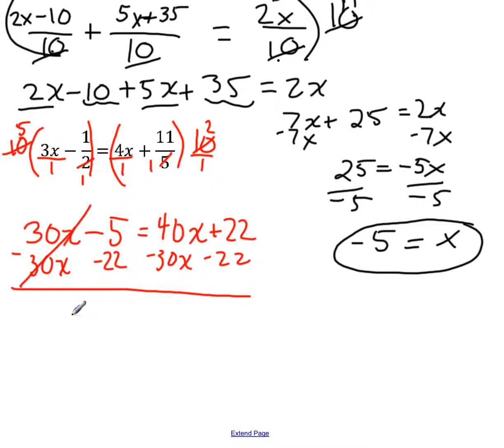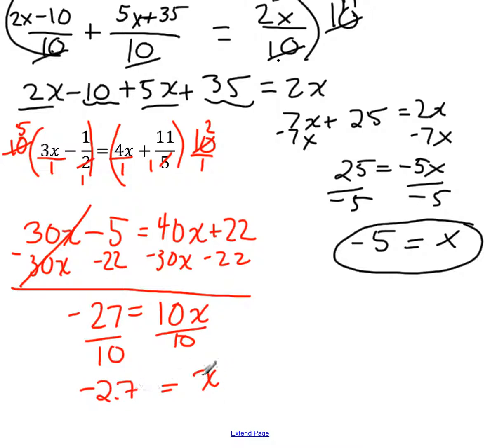So that cancels. I get negative 27 equals 10x. Divide by 10. X equals negative 2.7. And I'm done. Okay, well, that's complicated.